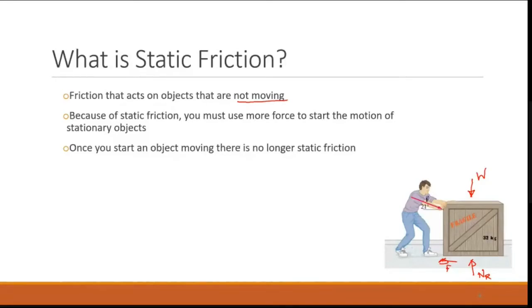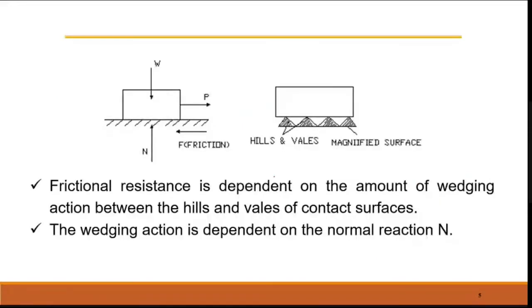When your object is moving, you can't say that it is static friction. It is different. It is dynamic or kinetic friction. So we consider the object here. Same thing: resistance depends on the amount of wedging. Wedging is the roughness of the particular surface, so that depends on the friction. That is your frictional resistance.